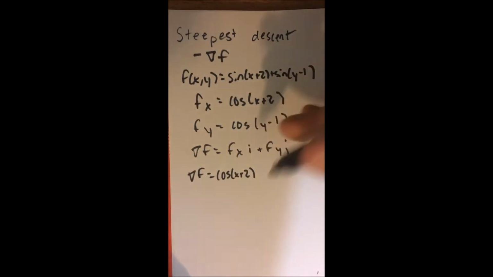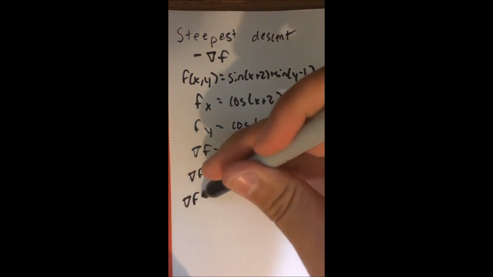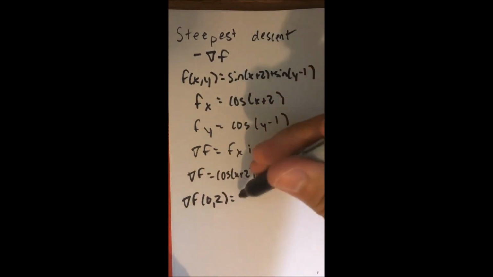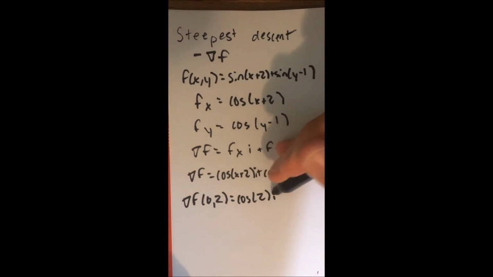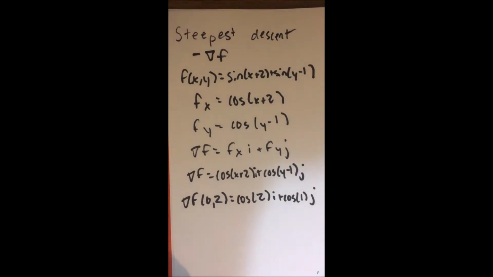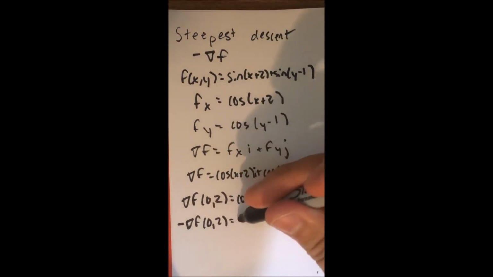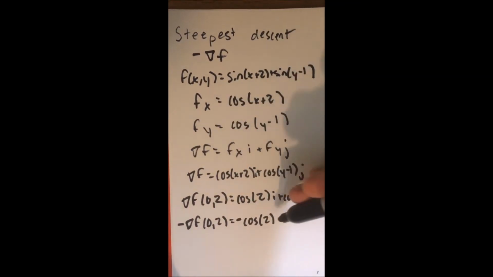But this is just a general gradient, and the students would like to know the path of steepest descent at the doorway. So the gradient at the point (0, 2), which is the doorway, would be cosine of 2 i plus cosine of 1 j. And if you take the negative gradient at that point, you would get negative cosine 2 i minus cosine 1 j, which is the path of steepest descent.